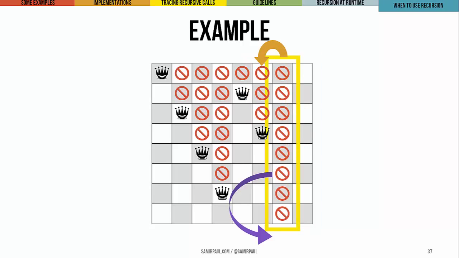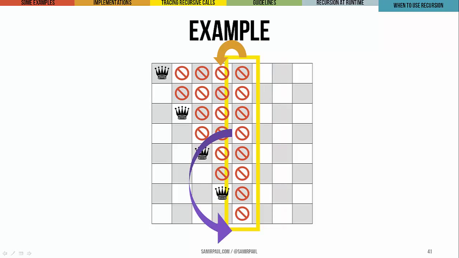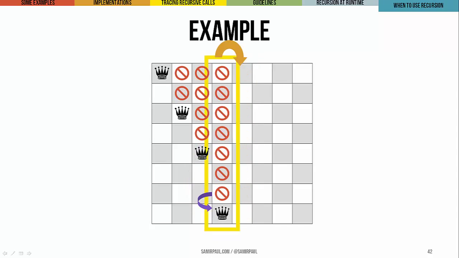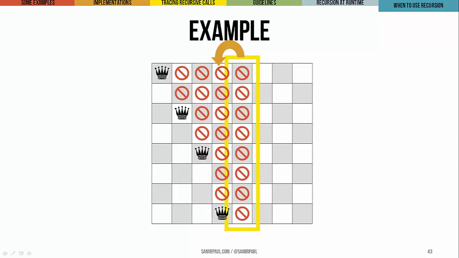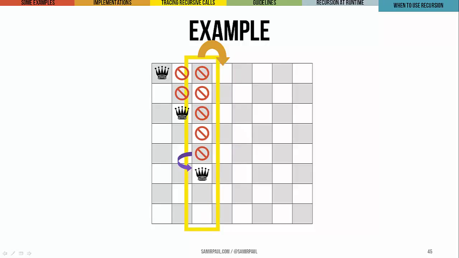Uh-oh, looks like we got to go back. Go back, go back. Next spot. Oh, we got to go back again. And looks like we're going to have to go back again. Next safe spot. Oh, got to go back again, but there's nothing left. Come back here. Next safe spot.